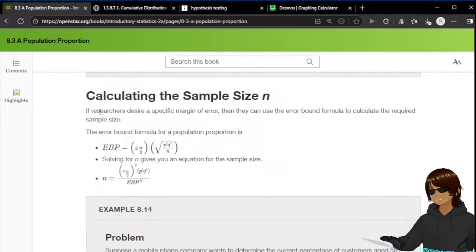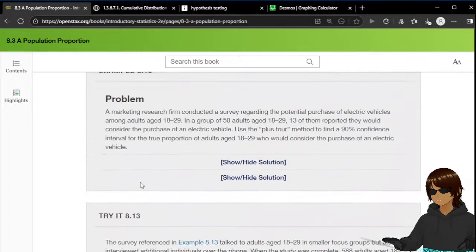Calculating the sample size, if researchers desire a specific margin of error, then they can use the error-bound formula to calculate the required sample size. All right.